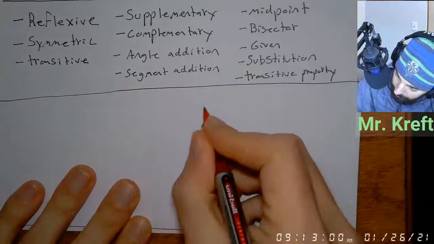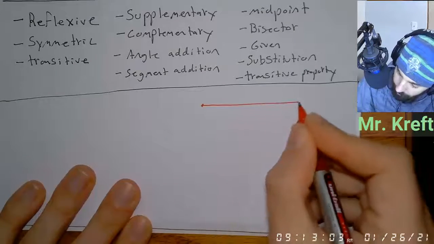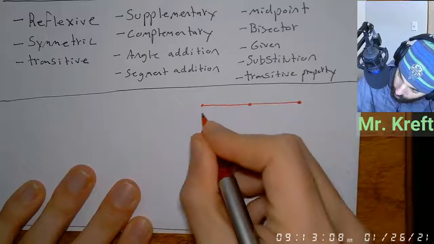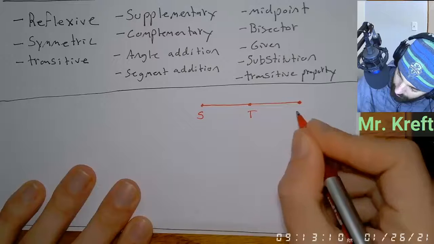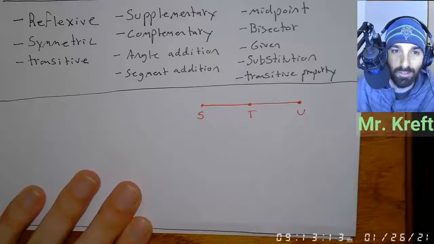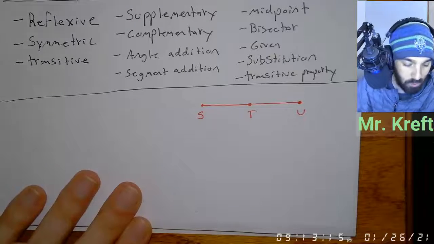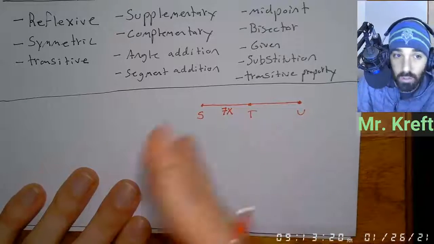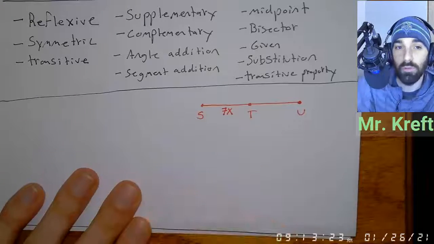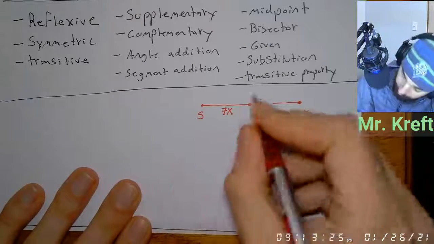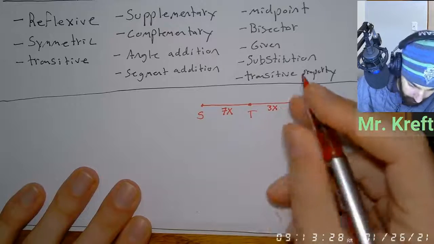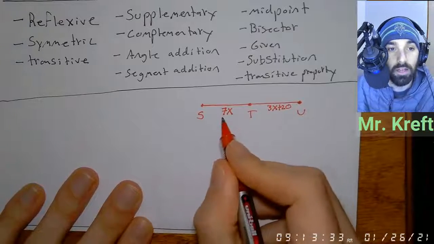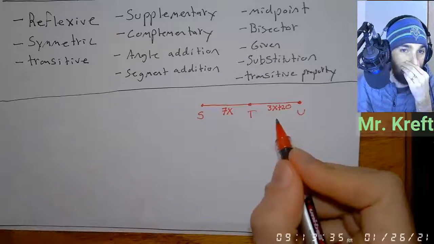So here is my diagram. I'm going to have a segment, and I'm going to go S, T, and U. A little stew going on, brewing it up. Little warm stew. And then I'm going to add in some algebra, because again, we're going to start out with algebra and we're going to move away from algebra once we've gotten comfortable with this. Okay, so I have 7x and 3x plus 20.